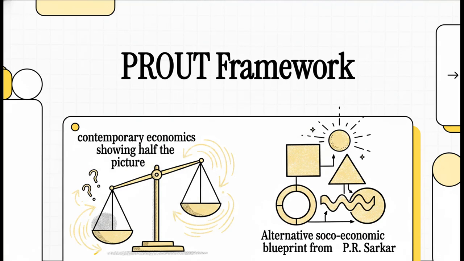Welcome to today's Explainer. We're jumping straight into a highly specific, honestly pretty bold alternative socioeconomic blueprint from P.R. Sarkar. It's called the Prout Framework, and it makes a really fascinating claim that contemporary economics, the system we literally all live under right now, is actually only showing us half the picture.